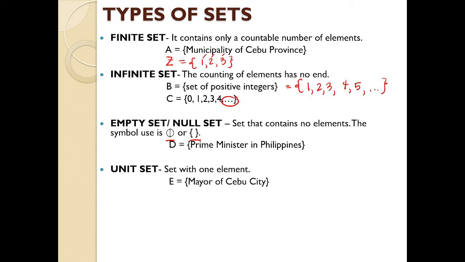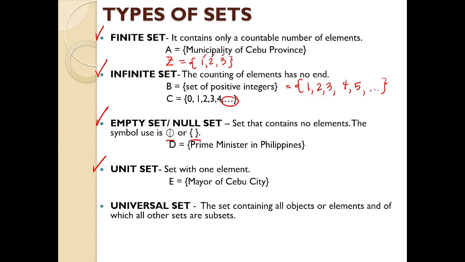Who's the mayor of Talisay City? Samsam Gullas. So meaning Samsam Gullas is the only element, so we call it a unit set. Okay? So take note, you now know what is finite, infinite, empty, and unit set. So you can start answering your course material. I'll be giving the Google Forms on the weekend. I still have to make the Google Forms for our CM number 2.